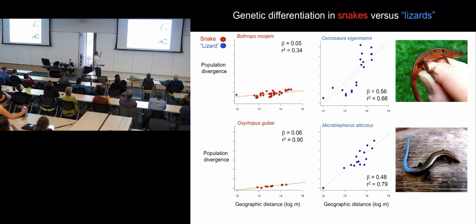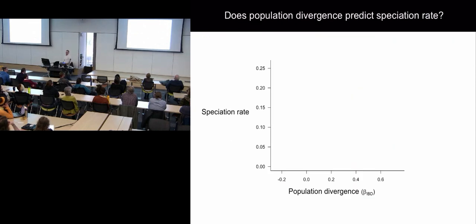So the left column here are 2 snake taxa, and the right column here are 2 lizard taxa. Now you can see that the steepness of those slopes for the lizards is much steeper, indicating they are proportionally much more isolated with respect to distance than the snakes. That's kind of interesting, and it was a bit surprising in some ways because lizard taxa typically have far higher population densities than many of these snakes, so it wasn't necessarily clear that this is what we were going to find.